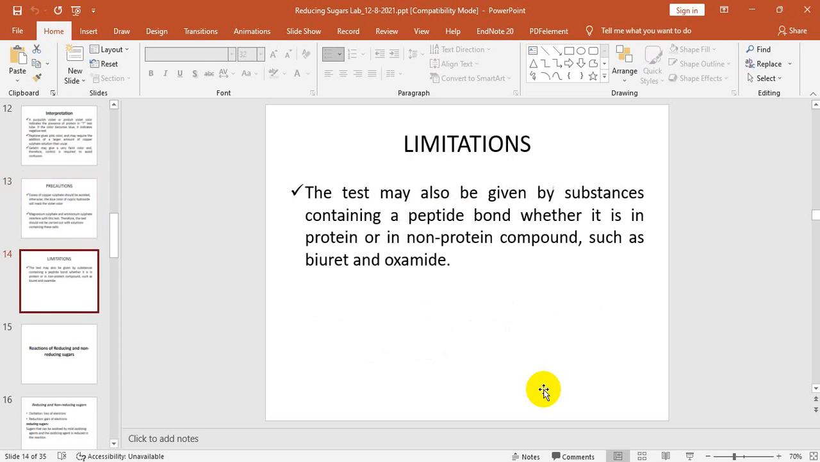The test may also be given by substances containing a peptide bond, whether it is in protein or in a non-protein compound, such as biuret and oxamide. So even if it's in a non-protein compound and there's a peptide bond, the test results will show.